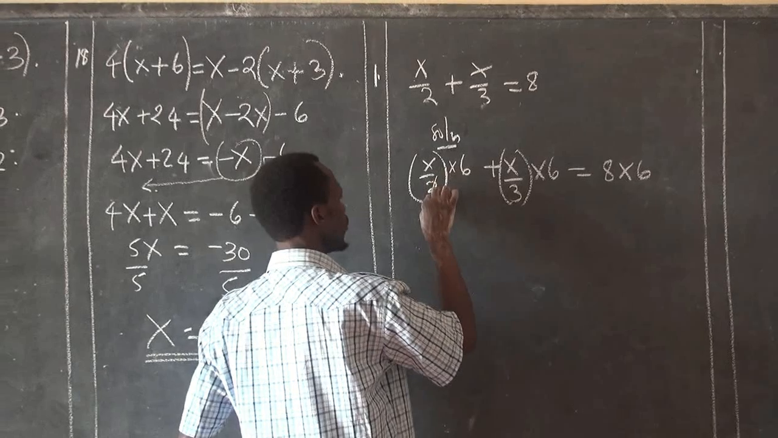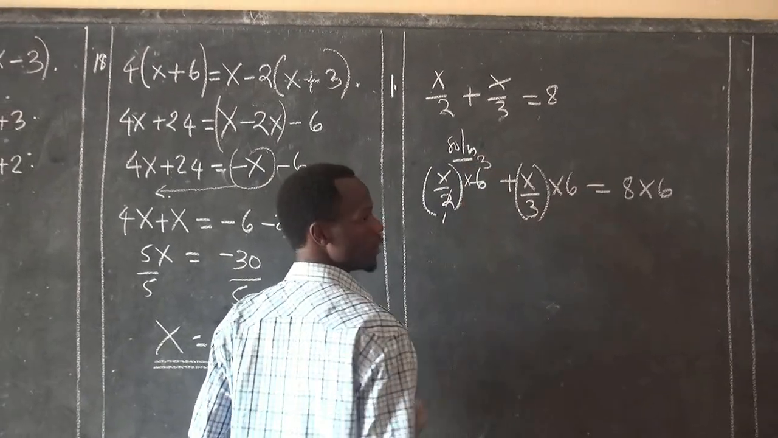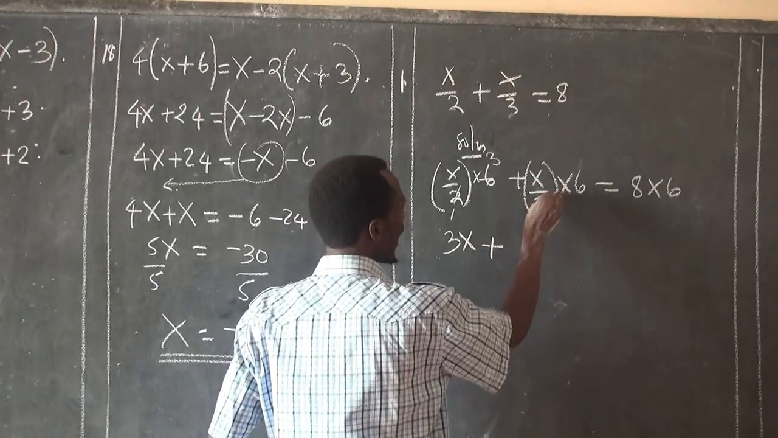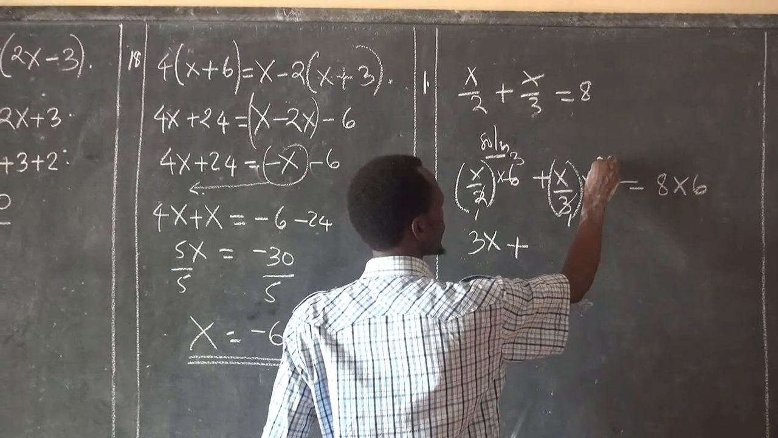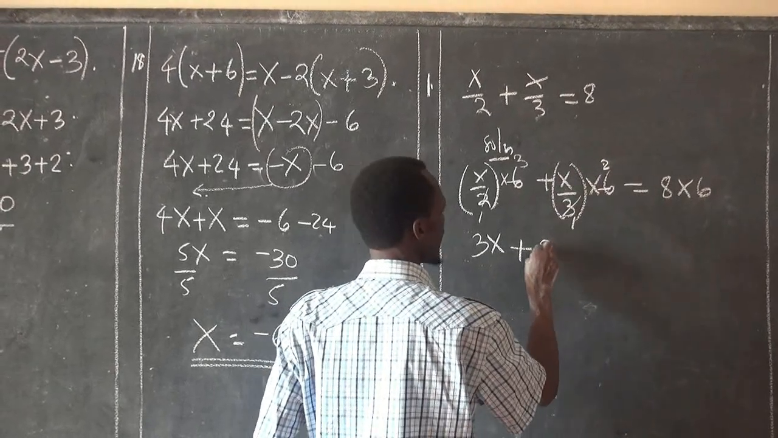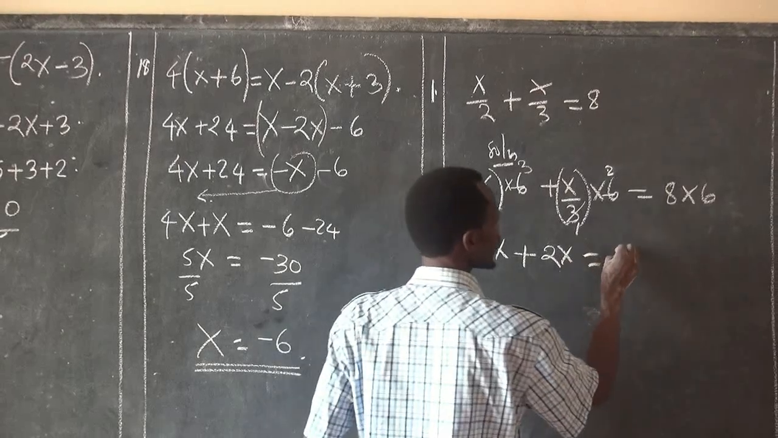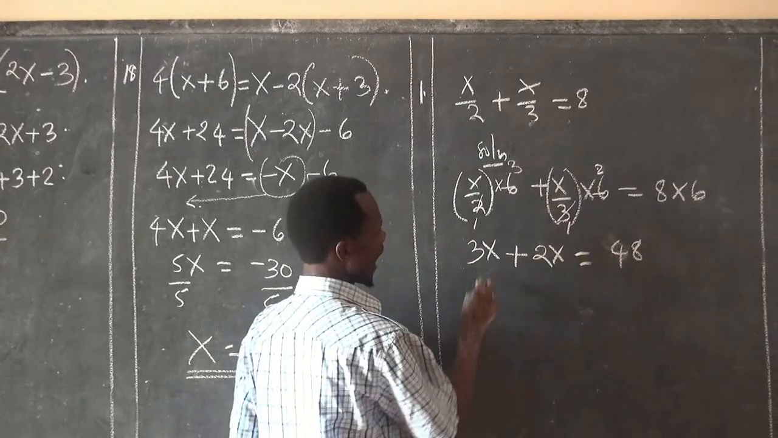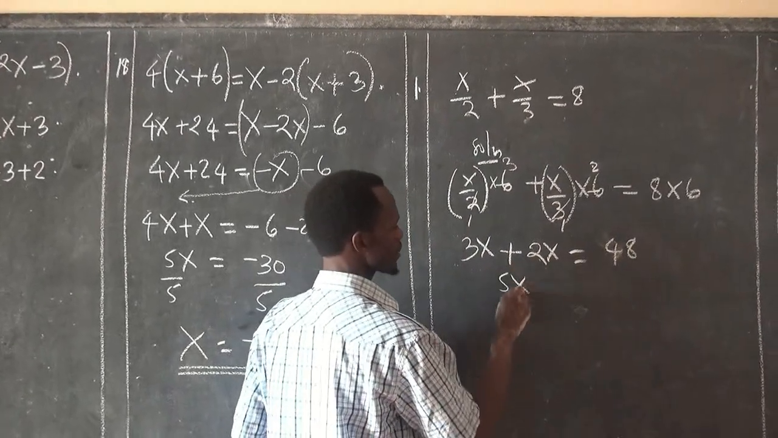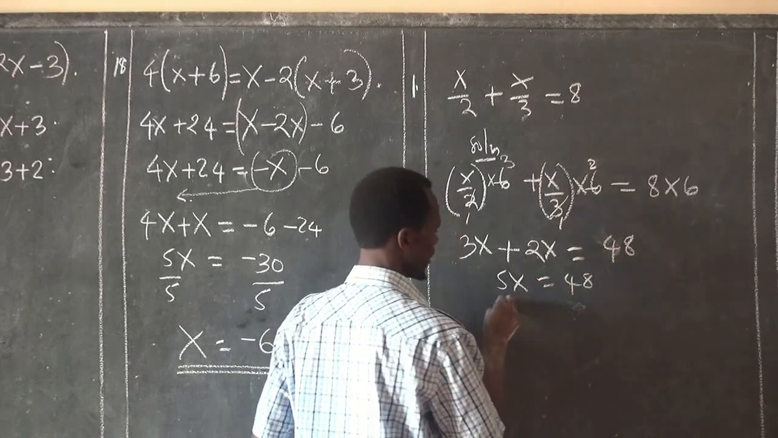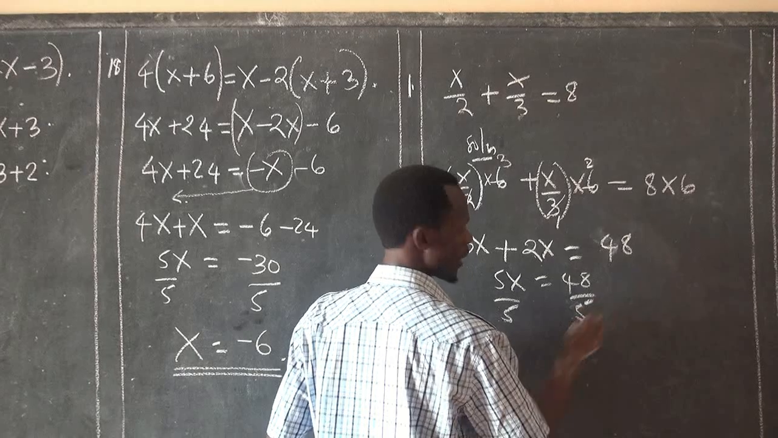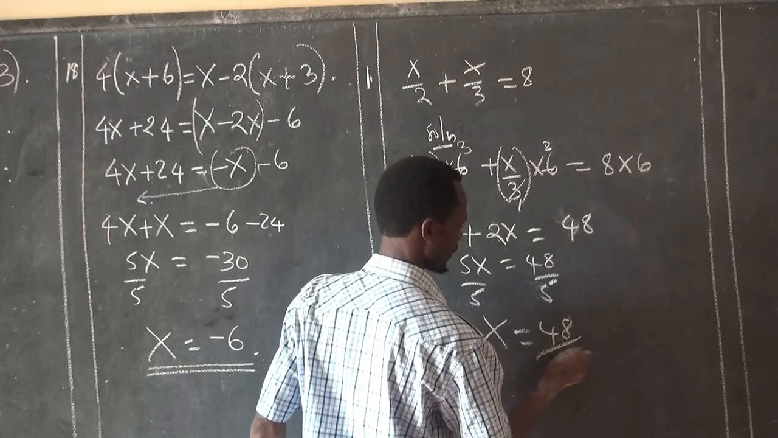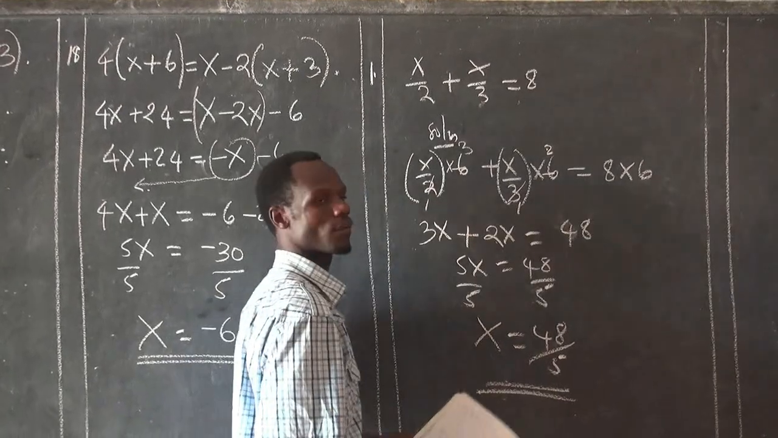Now here 6 divided by 2 is 3, and 3 times x gives 3x. Here 6 divided by 3 is 2, and 2 times x gives 2x. 8 times 6 is 48. So we have 5x is equal to 48. You divide by 5, and x is equal to 48 over 5. This is the value of x.